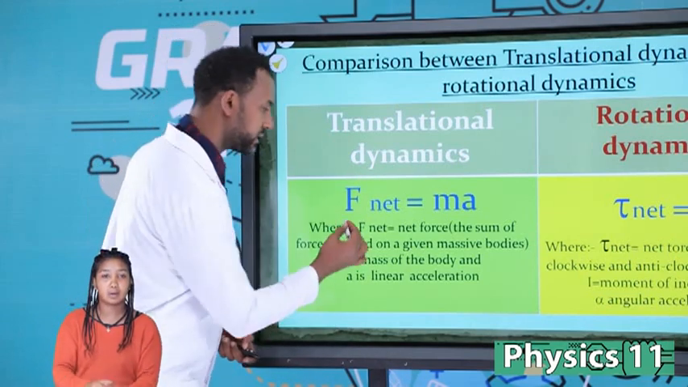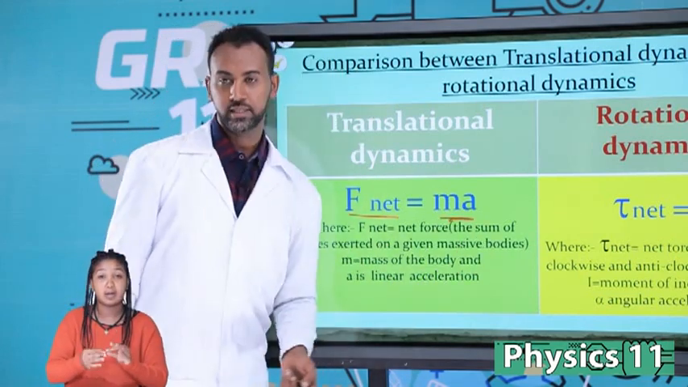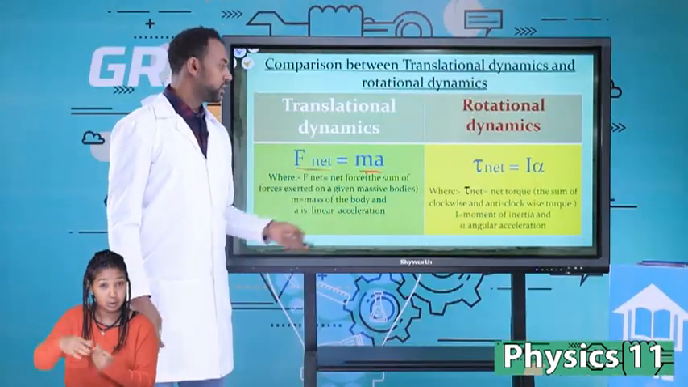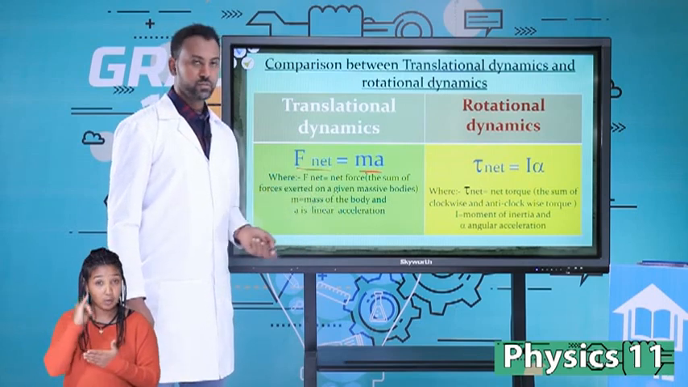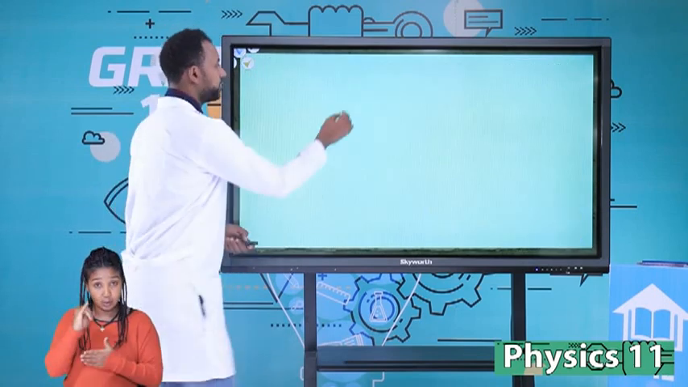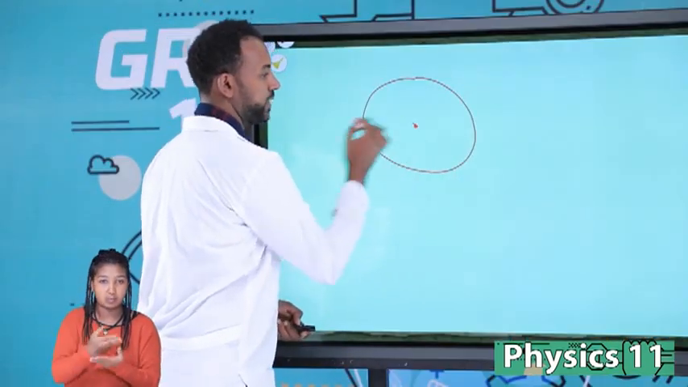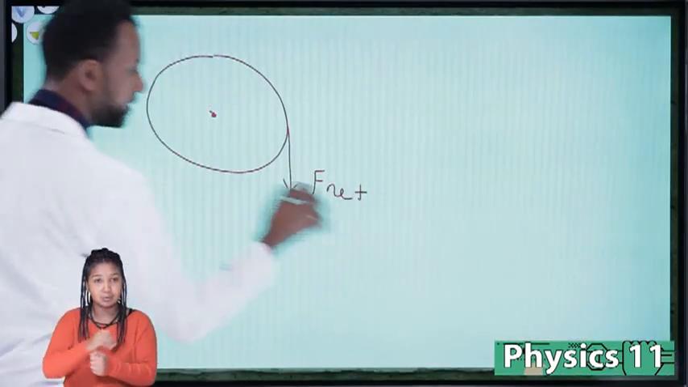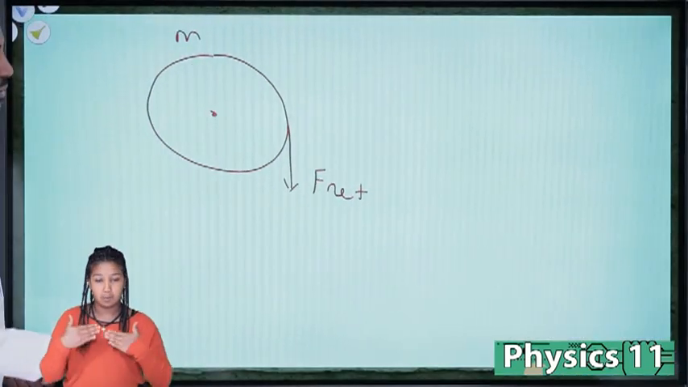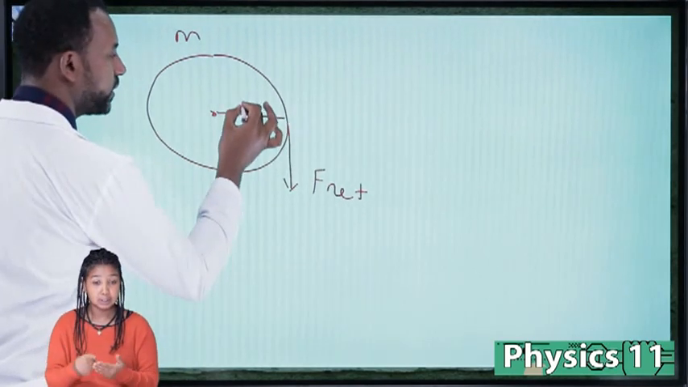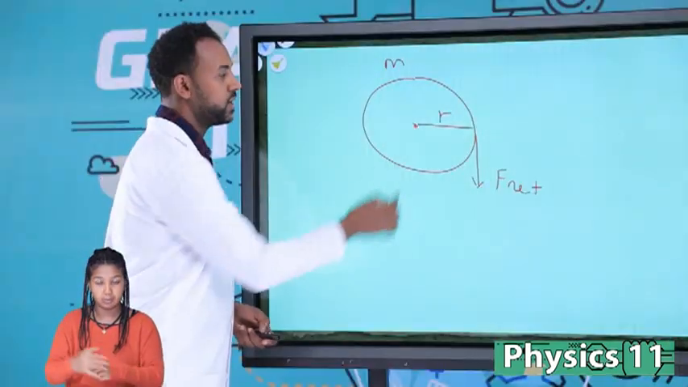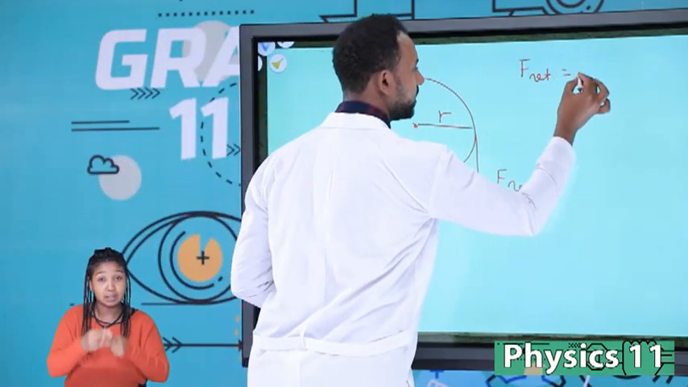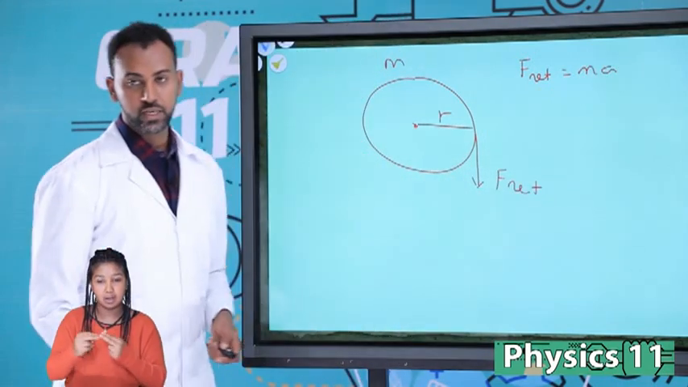Under translational dynamics, net force is mass times acceleration. How about for a rotating object? If something is rotating, how do we determine this concept? To determine this, we can have a rotating object here. Here you have the axis. And if this is the net force exerted on this massive body, and the force is found at a distance of r from the center of the axis, then from the law of dynamics, net force is equal to mass times acceleration.